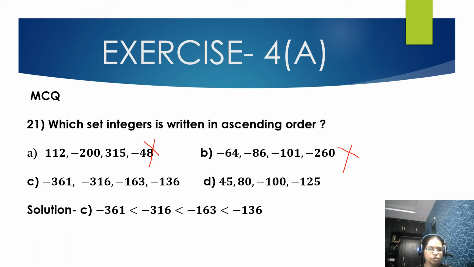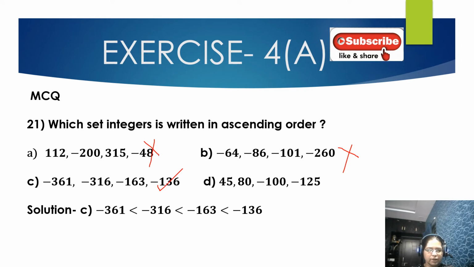Third option C, minus 361, minus 316, minus 163, minus 136. Here minus 361 is the smallest negative integer, and minus 136 is the greatest negative integer. So this option is correct. Minus 361 is the smallest negative integer, then minus 316, then minus 163, then minus 136. Minus 136 is the greatest negative integer and minus 361 is the smallest negative integer in these sets of integers.